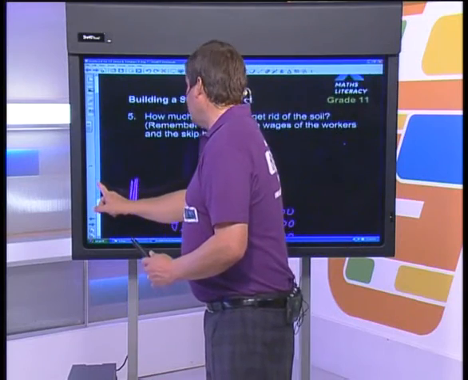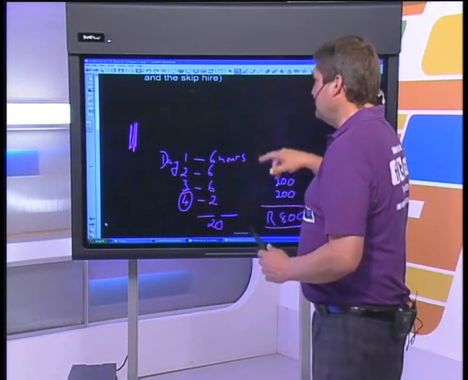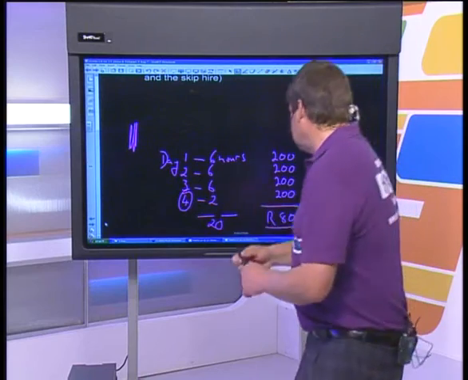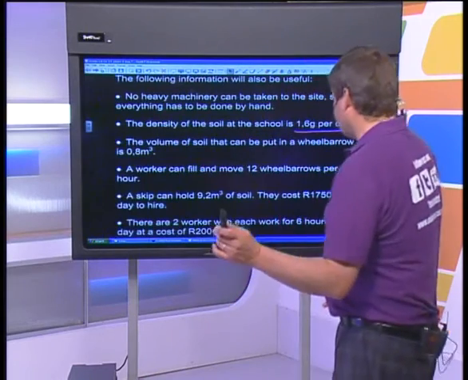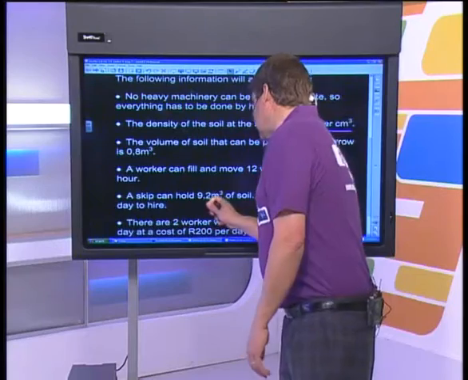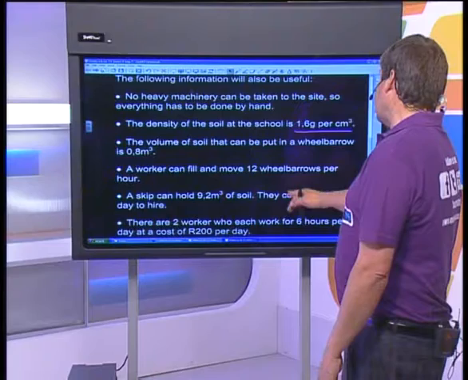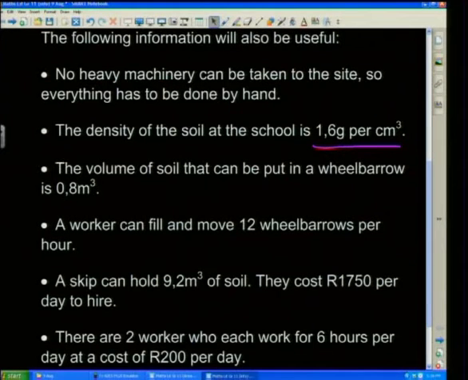Okay. And if we remember correctly as well, we said that the skip hire was... I've got it here somewhere. Thank you for that. It's a pleasure, Peter. So we're told a skip can hold 9.2 meters cubed of soil, okay? And they cost 1,750 Rand per day to hire.